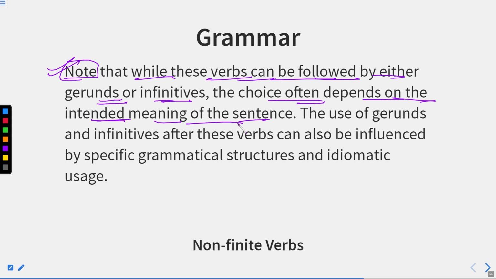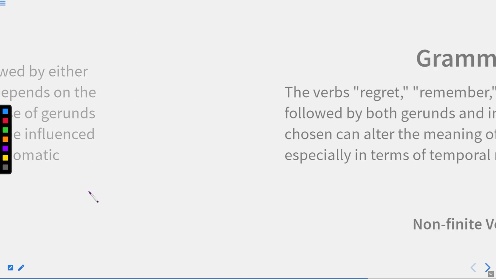If you want to show the structure of to do something, that is called an infinitive. And when you have to show just the subject or the object, but that is not an action, and you don't want to do that at a particular time, that is known as a gerund. The use of gerunds and infinitives after these verbs can also be influenced by specific grammatical structures and idiomatic usages. Now let us move to the next one.